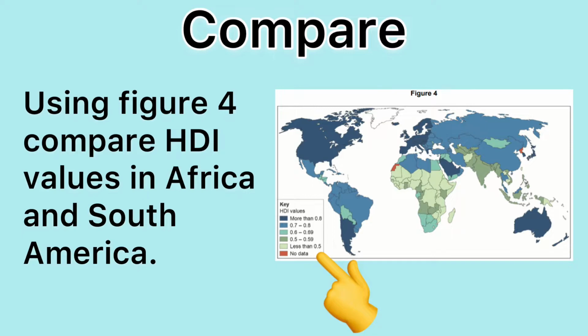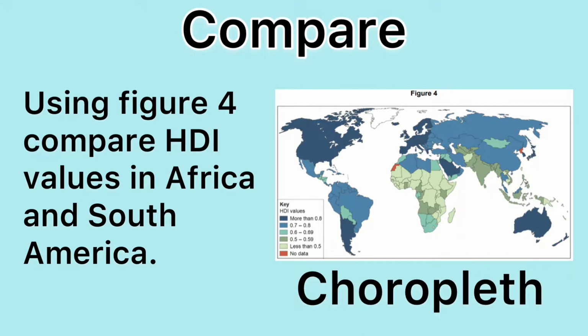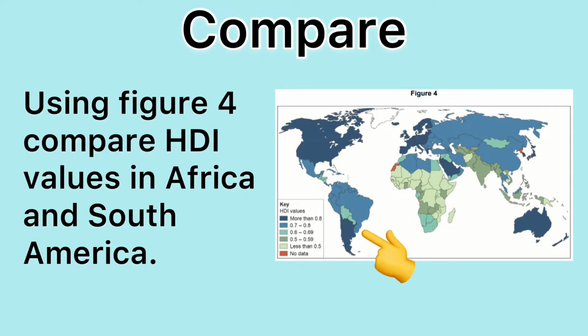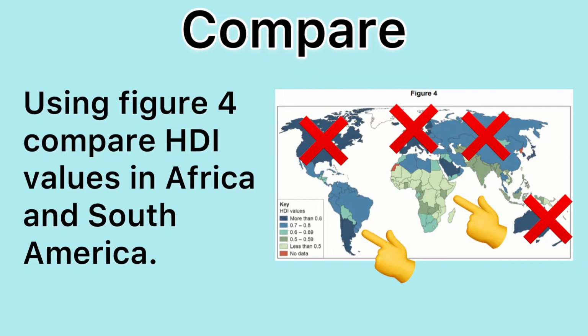In this case, the map is a choropleth map, indicating the HDI scores of countries across the world, from a high of more than 0.8 to a low of less than 0.5. Reread the question. It asks you to focus on the HDI values in South America and Africa. You'll get no marks for mentioning any of the other continents, so make sure your answer focuses on the continents you were asked about. Why not have a go at the question?